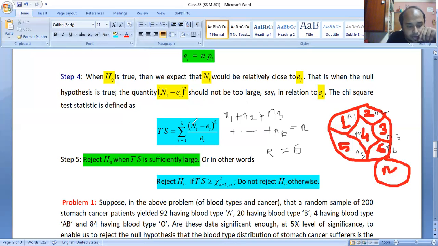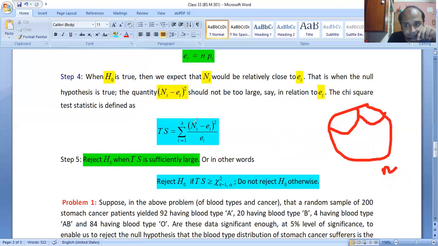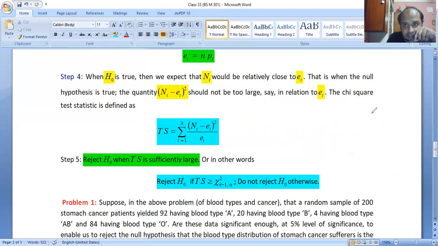So now we are going back to the problem which I was stating with respect to the blood type and the distribution of blood types in stomach cancer. Let us go back to the problem. So we have set the example in the following way.